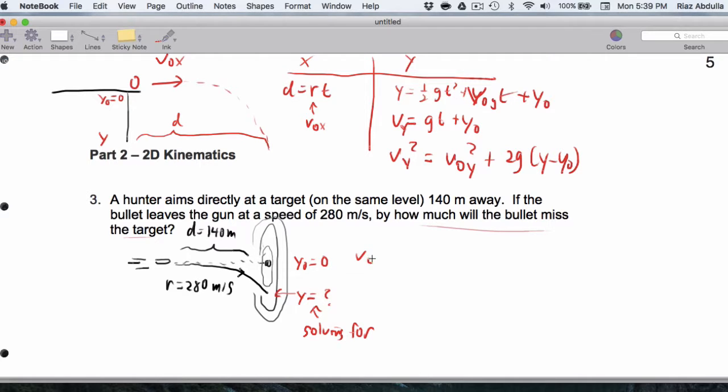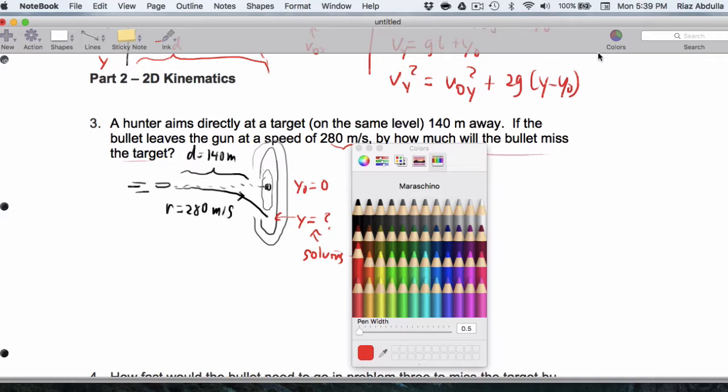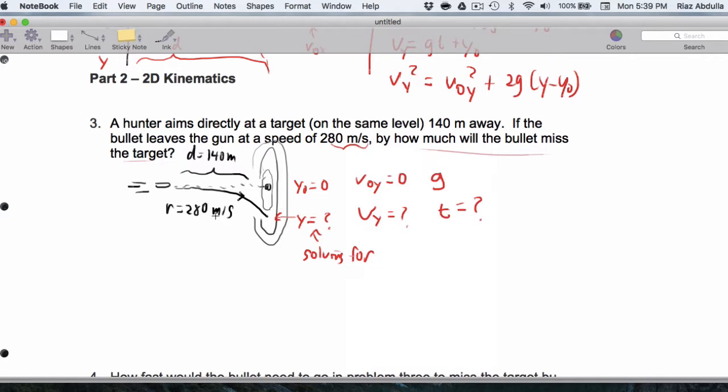We know that v naught in the y direction is 0. This is v naught in the x direction. It has nothing to do with the vertical. Vy, the vertical velocity, is unknown. The acceleration is gravity. And the time is also unknown. And remember, the time it spends traveling in the x is exactly the time it spends traveling in the y. So first, we're going to break down the x equation, then we're going to break down the y.